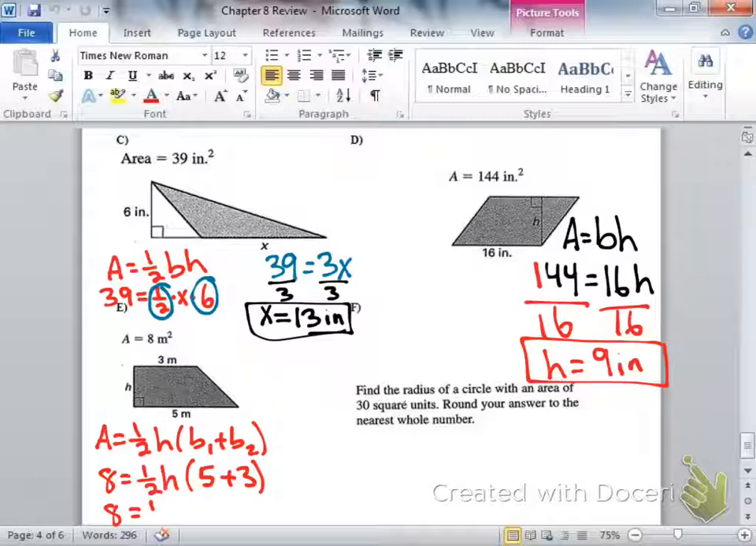So 8 equals 1/2 times h times (5 + 3). We're still going with the order of operations. You can add the numbers in parentheses, you get 8. And then you can do the 1/2 times the 8. What is 1/2 times 8? 4? Wouldn't it be 4? Yeah. So 4h, and then you divide 8 by 4, and you're getting that the height is 2.